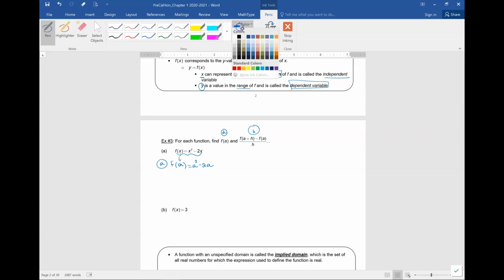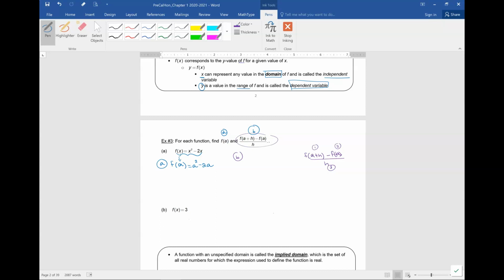Now for part B, I'll do that with another color. For part B, what I want is this whole mess. Okay, so what I want is f of a plus h minus f of a, over h. Now that is made up of three components, 1, 2, 3. This is just like what we were doing in chapter 5 with the sines and the cosines, sine of x plus h minus sine of x, and so on.